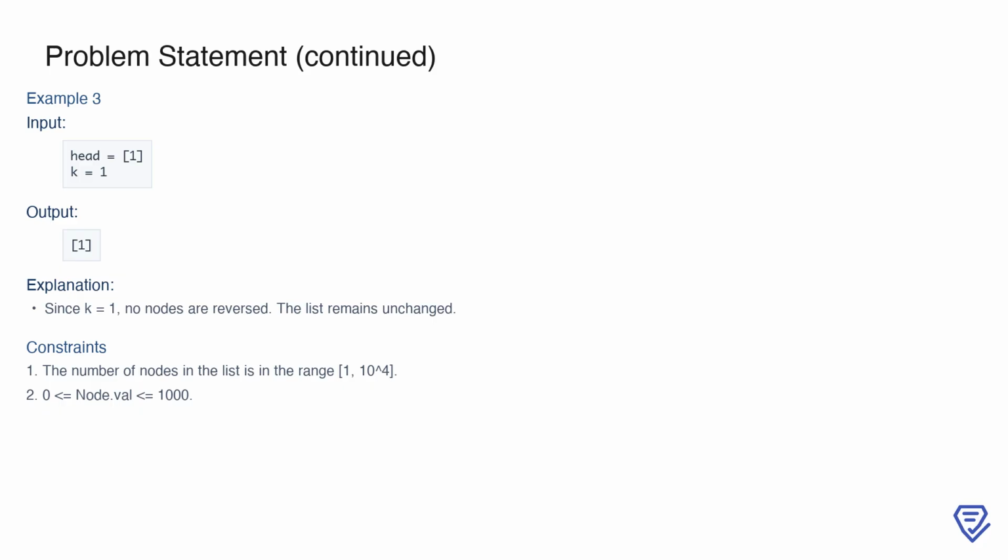In the third example, the input list is 1 and K is set to 1. Since K equals 1, we do not reverse any nodes, as reversing a single node has no effect. The list remains unchanged, and the output is simply 1. This example highlights that when K is 1, the problem reduces to returning the original list as is. It's a simple edge case to verify.